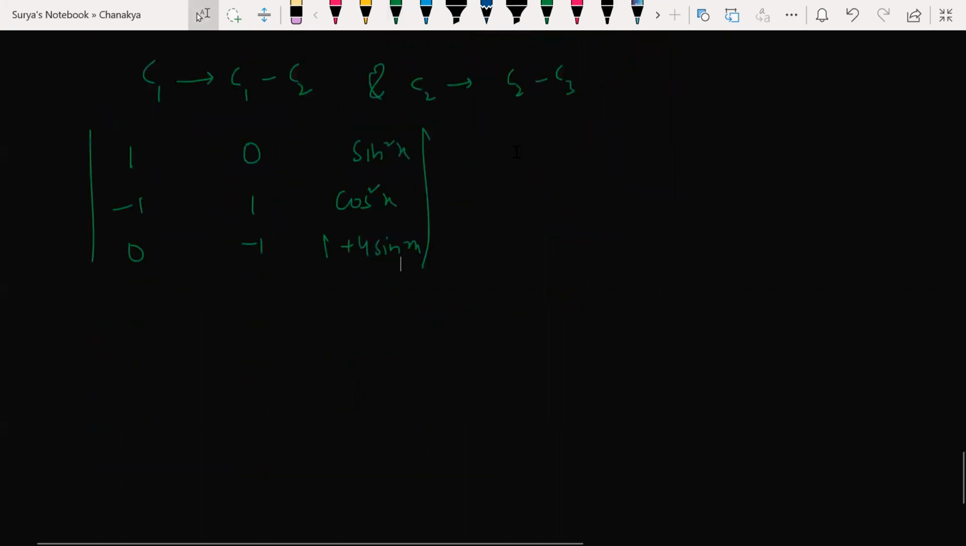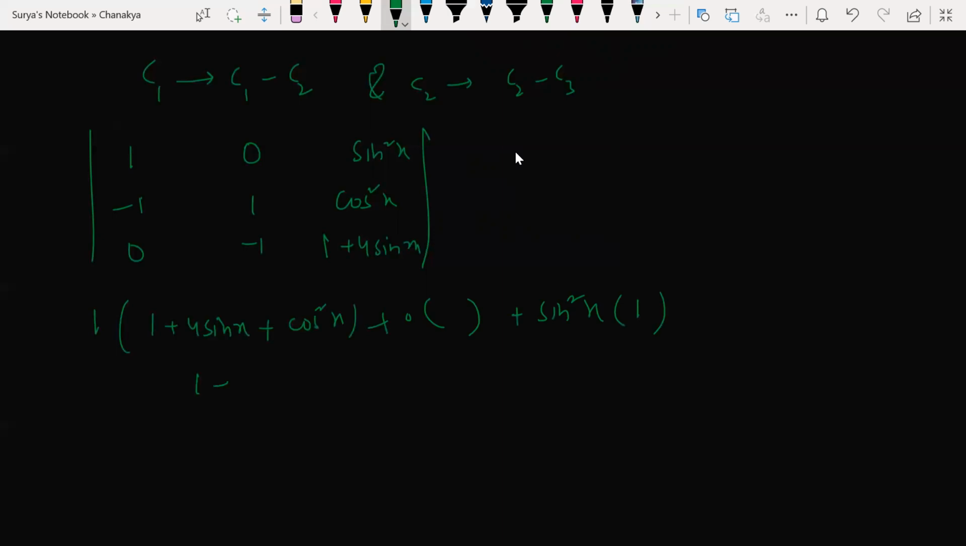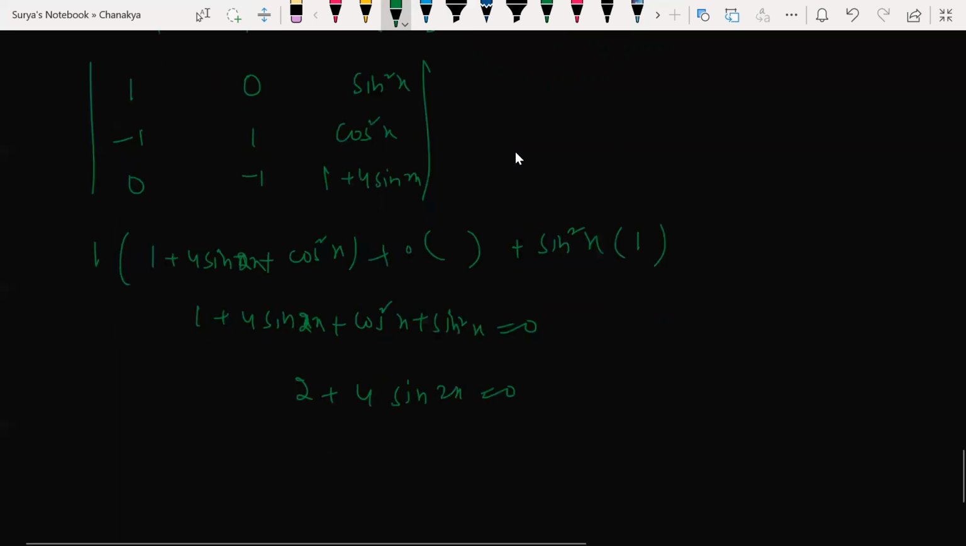This became now just find out the determinant. What is the determinant? It is going to be 1 into (1 plus 4 sine x) plus cos square x. So 0 into something is 0 only, plus sine square x. So now 1 plus 4 sine x plus cos square x, so 4 sine 2x plus sine square x. So 2 plus 4 sine 2x is equal to 0. So this is what I got there also. Correct? This is what I got.